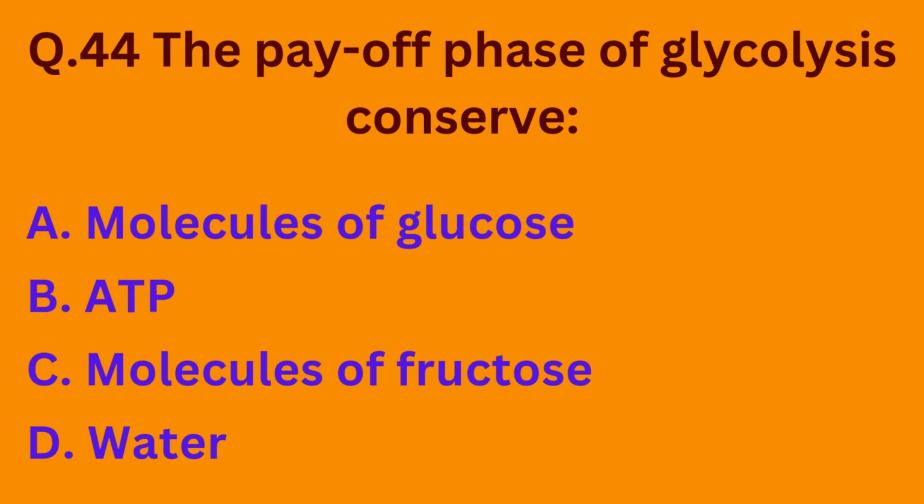Our next question is, the payoff phase of glycolysis conserves option A, molecules of glucose, option B, ATP, option C, molecules of fructose, and option D, water. So basically the payoff phase of glycolysis conserves ATP. The correct option is option B.